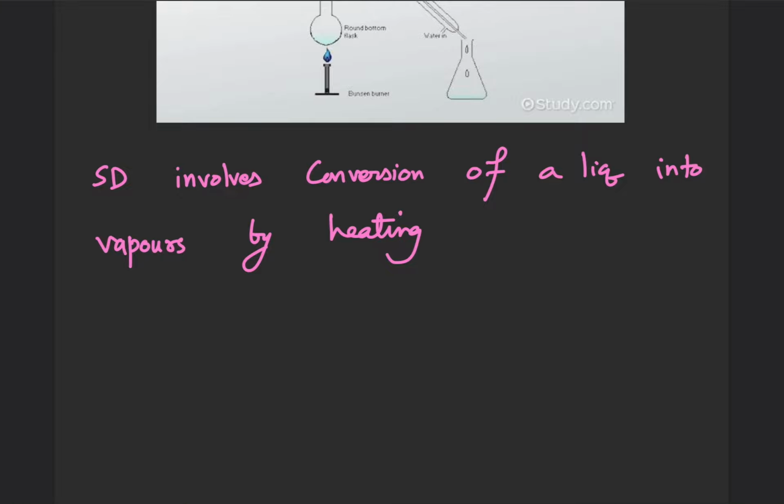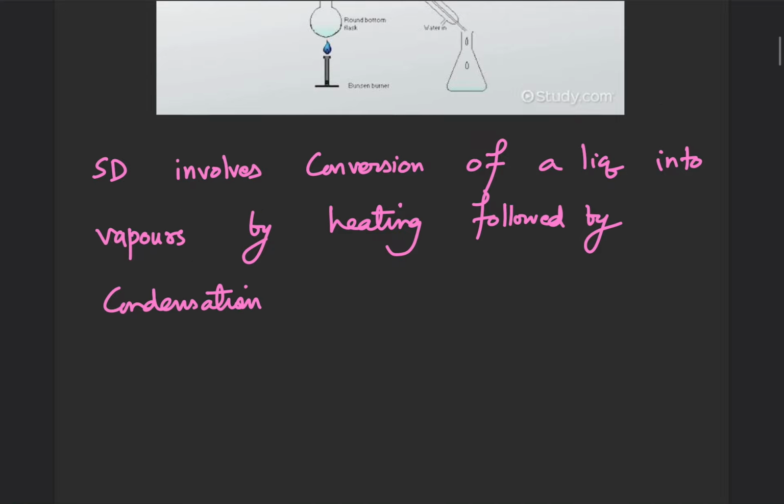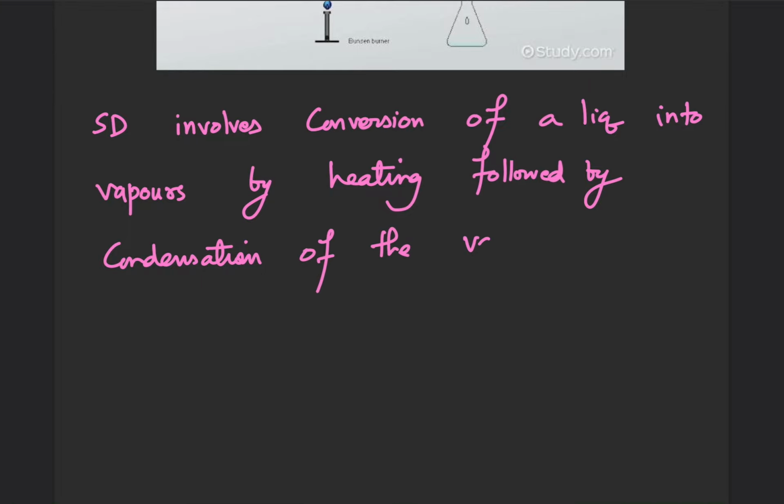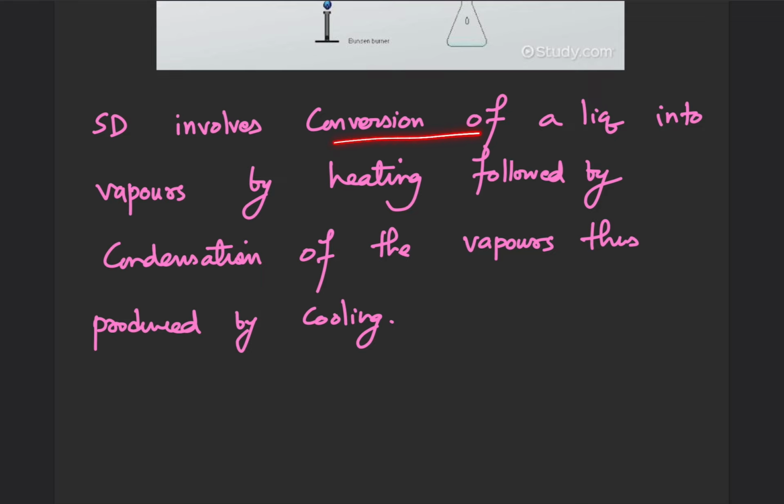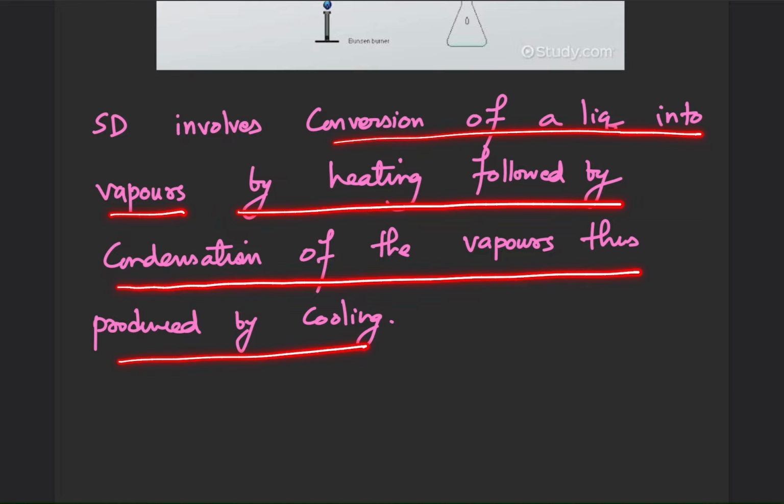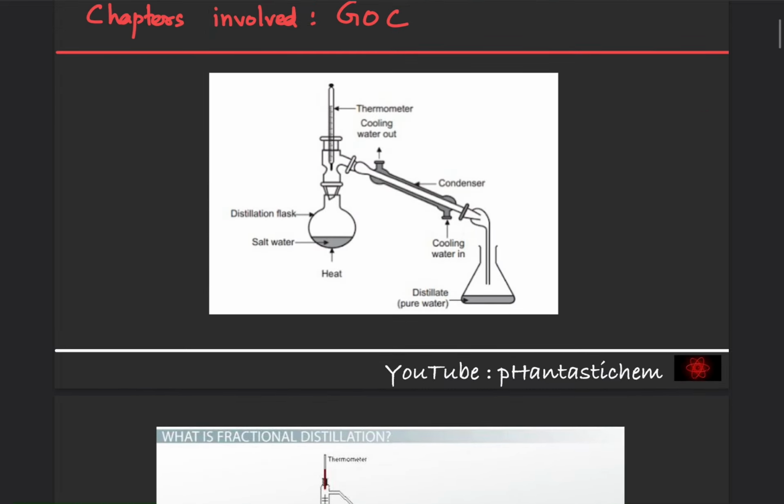Conversion of a liquid into vapors by heating, followed by condensation of the vapors, thus produced by cooling. Okay, so this is the whole mechanism. It involves conversion of a liquid into vapors by heating, followed by condensation of the vapors, thus produced by cooling. Okay, and this is the diagram. So when we heat the flask, this is the flask, the temperature rises gradually.